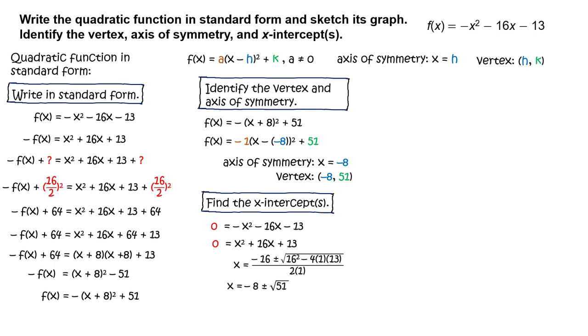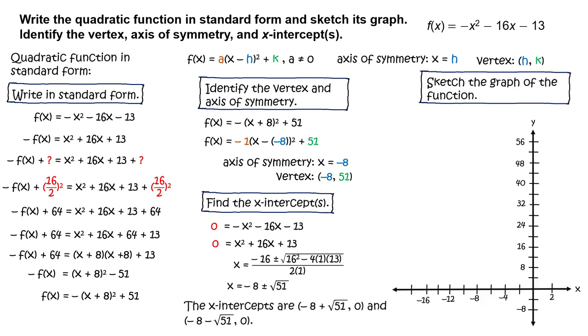Simplify to get x = -8 ± √51. So the x-intercepts are (-8 + √51, 0) and (-8 - √51, 0). Now you're ready to sketch the graph of the function.